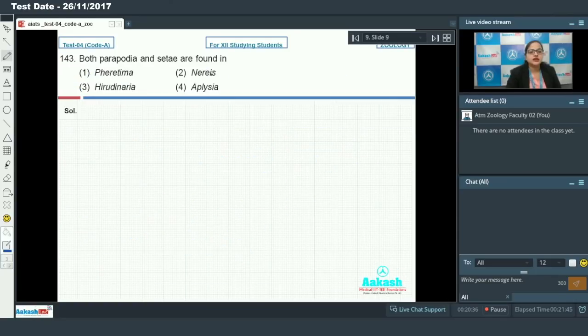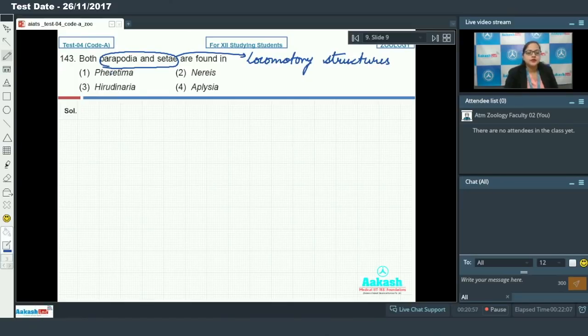So next question, that is question 143, which says both parapodia and setae are found in. Parapodia and setae are locomotory structures which are commonly found in members of phylum Annelida. So option first says Pheretima, which is the scientific name for earthworm, and earthworm lacks parapodia. It has setae but it lacks parapodia. So this cannot be an answer. Option 2 says Nereis, which is also known as ragworm, and Nereis has both parapodia and setae as its locomotory structure, making option 2 the answer for our question.